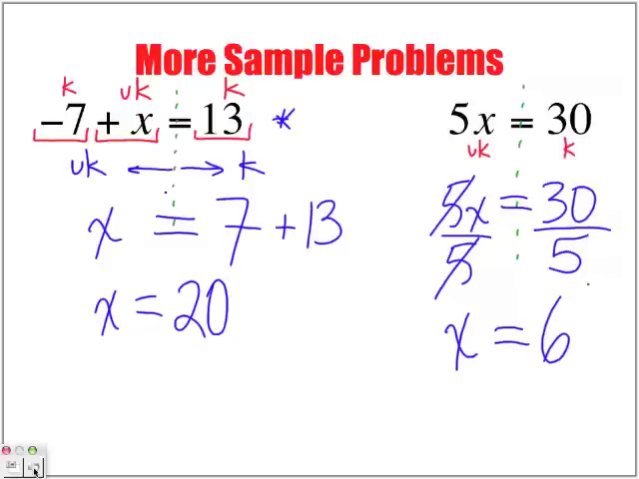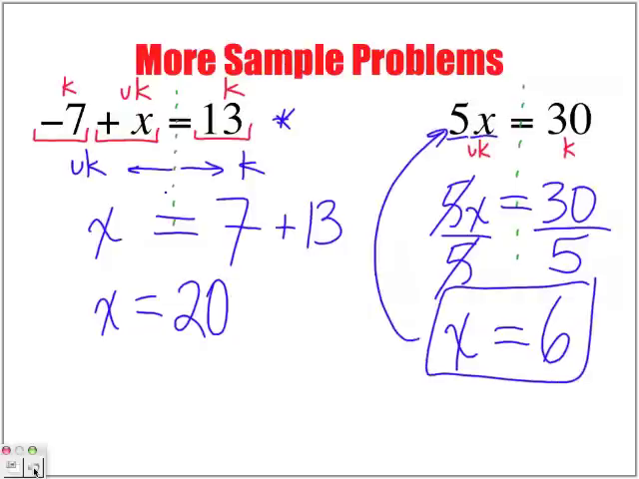And we can go back into the original question to do our check. So 5 times x, so 5 times 6 is equal to 30. So we know that this answer is correct.